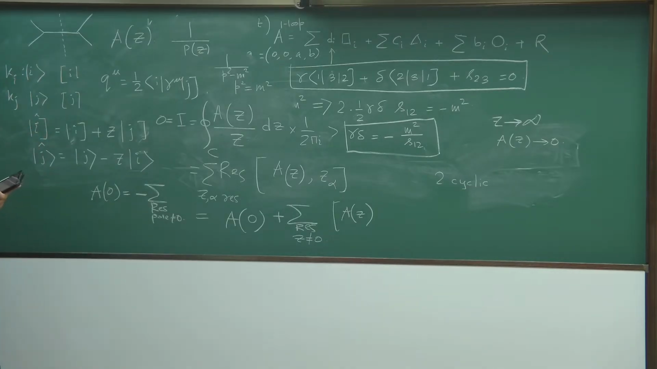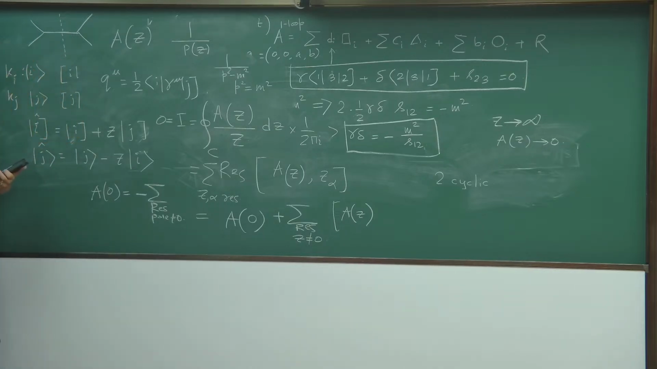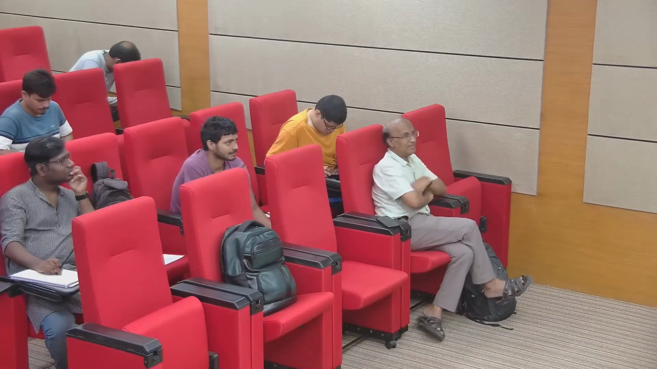Pole in the Z plane. But not the propagator? No, the propagator is also now complex. Yeah, the vanishing of the denominator. A of Z is an amplitude that contains the propagator, then you are looking for poles at the propagator. Exactly. The vanishing of the propagator will give you Z alpha, and you have to sum them up. That's it.